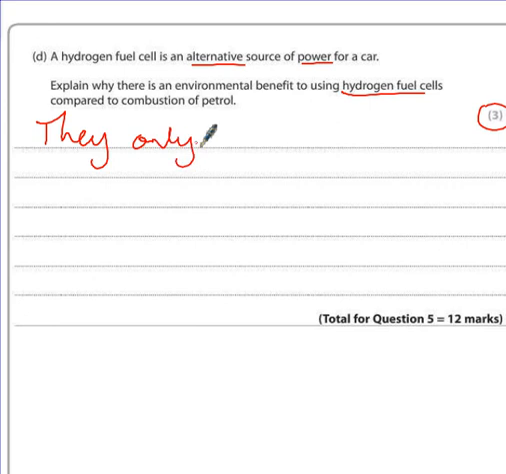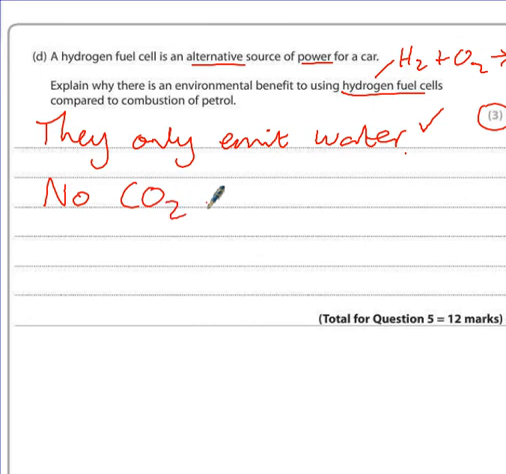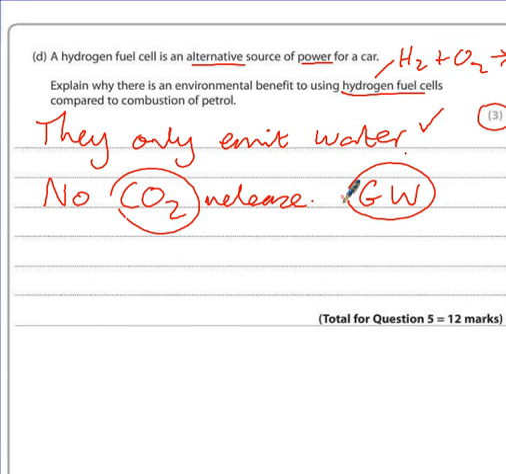They only emit water, because in a hydrogen fuel cell hydrogen plus oxygen will give you water. So that's 1 mark. So there's no carbon dioxide released, which contributes to global warming or the greenhouse effect. Never mention ozone, by the way, on these exams. There's nothing about ozone in these. Don't get mixed up with that. Carbon dioxide causes the greenhouse effect because it's a greenhouse gas and it traps the sun's radiation in the earth. So that's the 2nd mark.